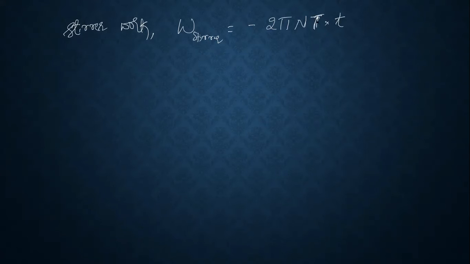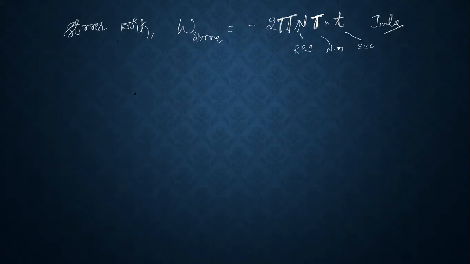This is shaft, stirrer work, minus 2 pi n T into small t. Then the answer will be in joules. If you substitute n in revolution per second, T in Newton meter, and t in seconds, then you will get the answer in joules.